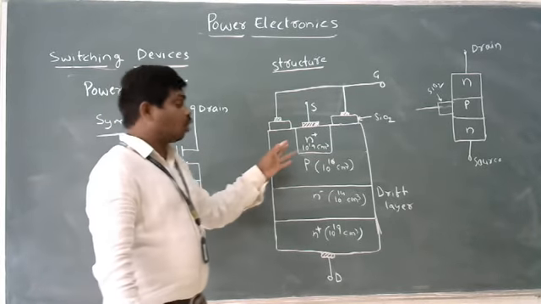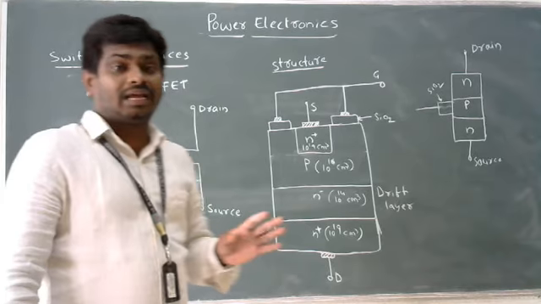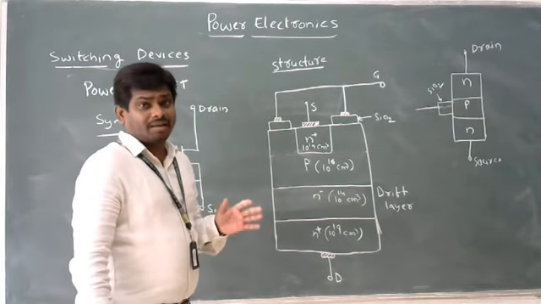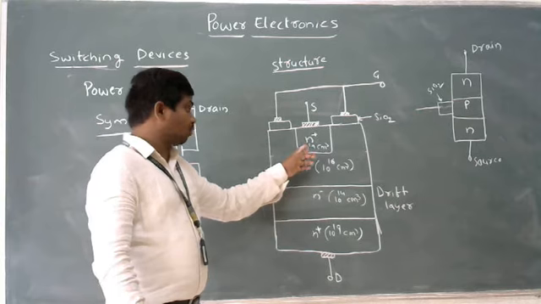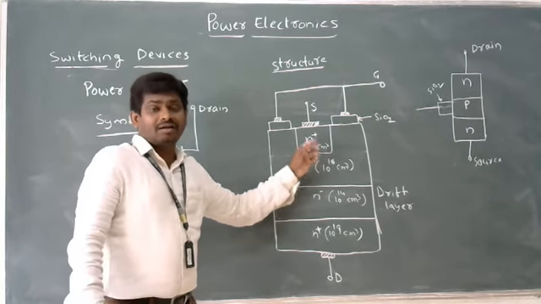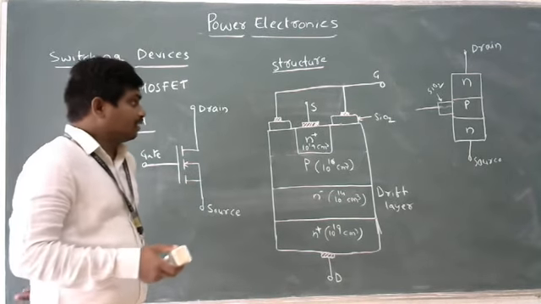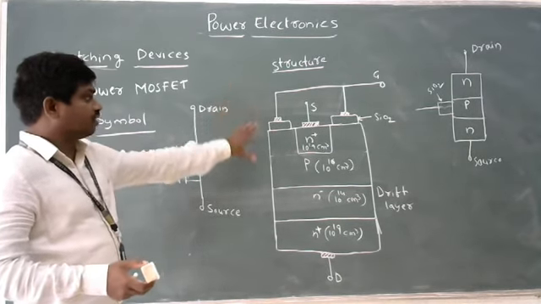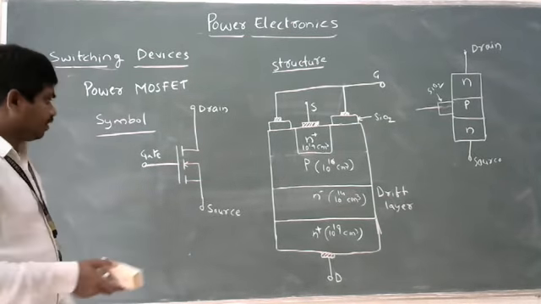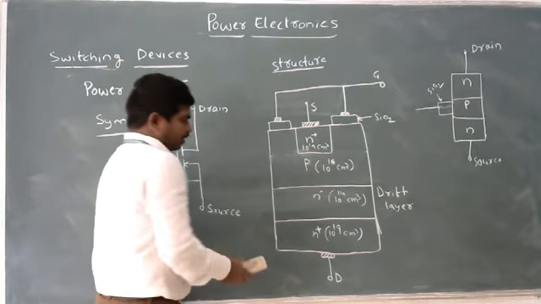Particularly the outermost layers must withstand higher values of power. That's why most switching devices are made with high doping in the outermost layers. Like that, we can analyze the structure of the power MOSFET. Next we will see the working of the power MOSFET.